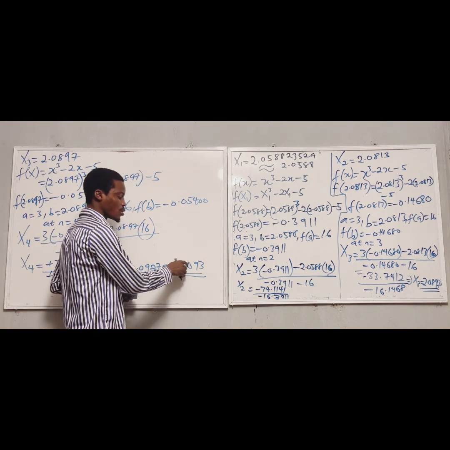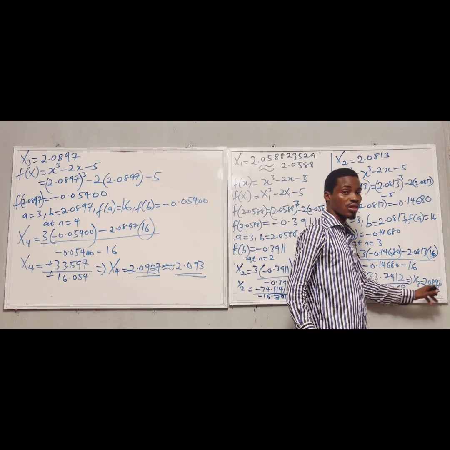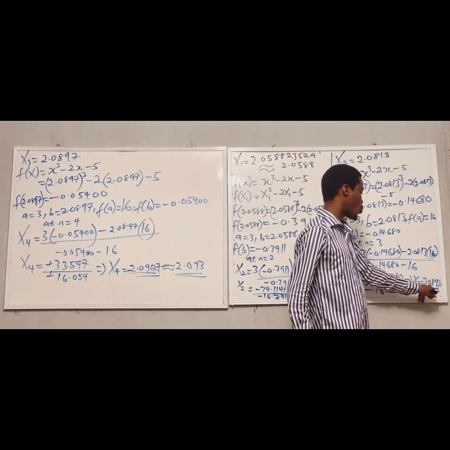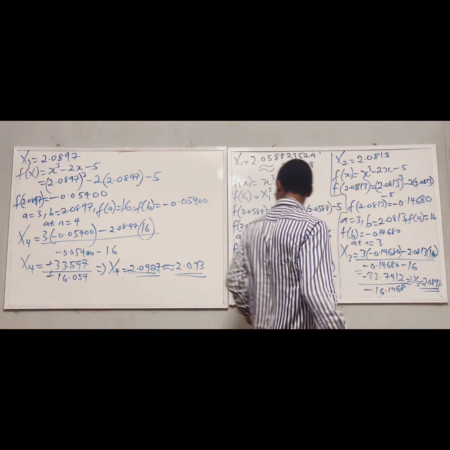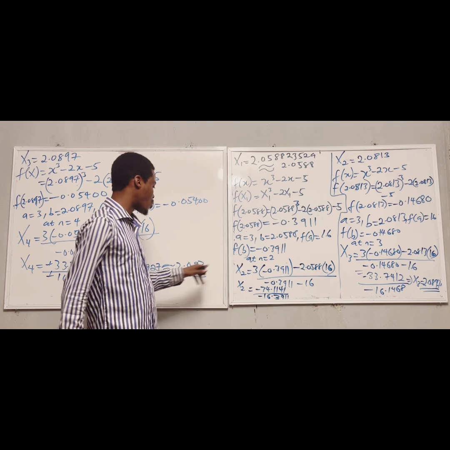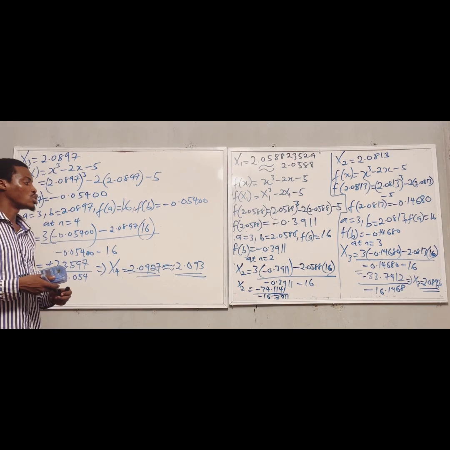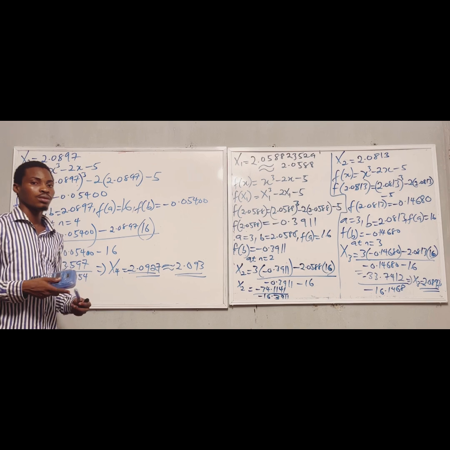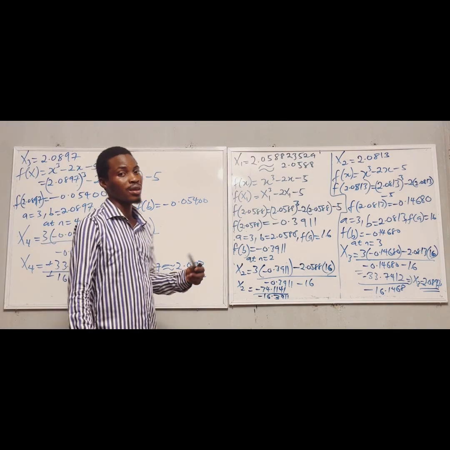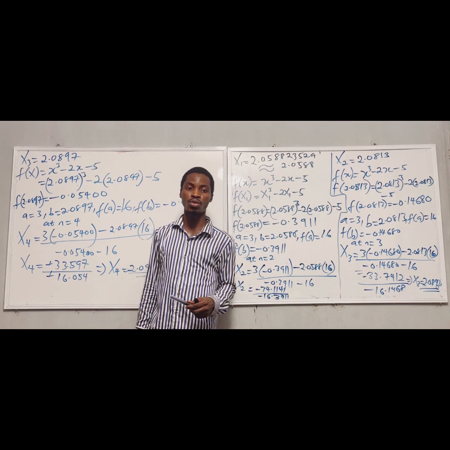Since I get 2.09 here and also 2.09 here when I approximate, it means we have a repeated root in x3 and x4. So this will be the end of my approximation, and this is the solution to the problem. This is how to use the Regula Falsi method to solve any algebraic or non-linear equation.